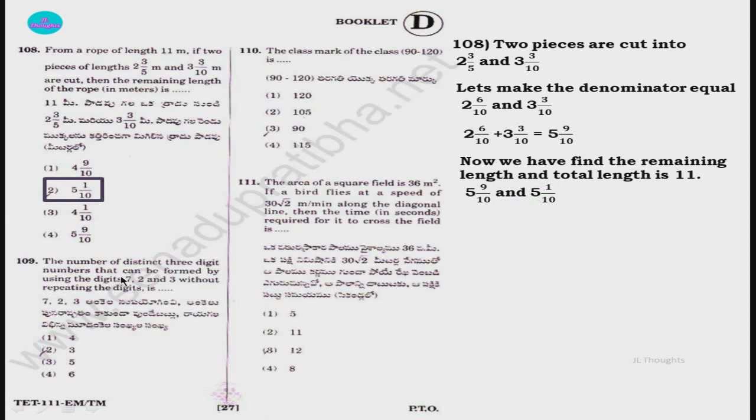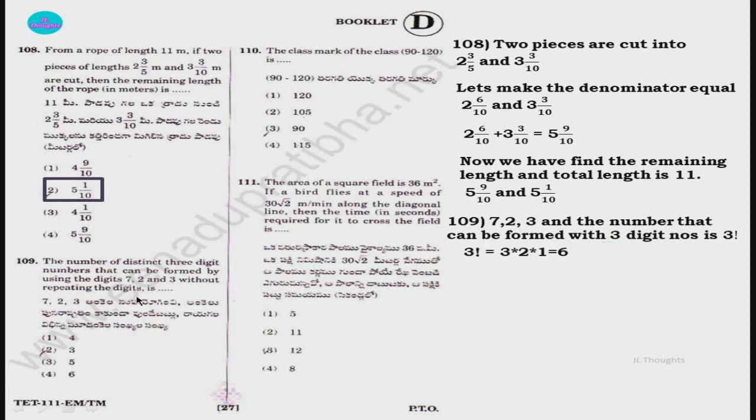Now, the number of distinct 3-digit numbers that can be formed by using the digits 7, 2 and 3 without repeating the digits. This you can do in two methods. One is to directly apply the formula 3 factorial, which is 3 into 2 into 1, equal to 6. Otherwise, you can list them: 723, 732, 273, 237, 372, 327. We have not repeated the digits, so 2 for each starting digit, and we get 6 numbers.